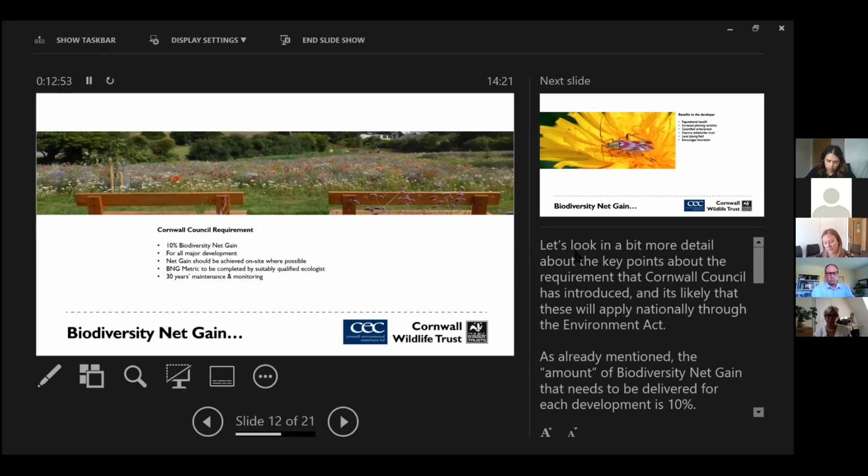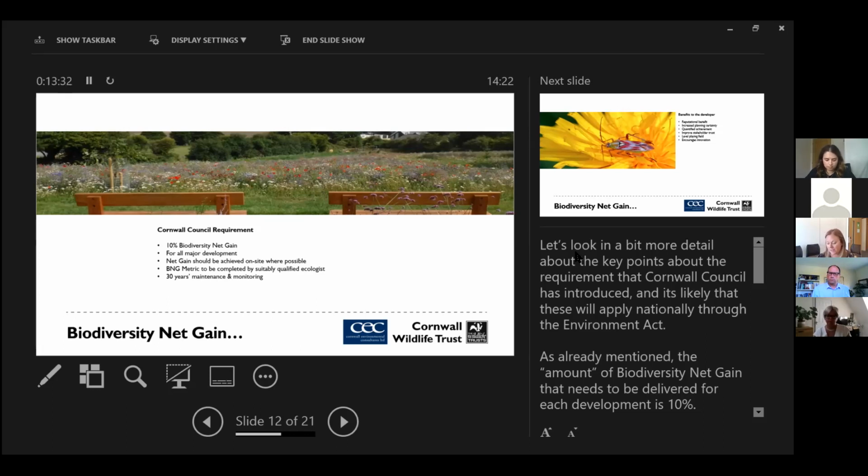The biodiversity net gain metric, I'm going to call biodiversity net gain BNG from now on, because it's a bit of a mouthful to keep saying. So the BNG metric has to be completed by a suitably qualified ecologist, so someone probably who's accredited by CIEEM, the Chartered Institute of Ecology and Environmental Management. So you need a professional ecologist to do this metric for you. And ideally, you would involve them from the outset. As soon as you've identified the site, you would engage with an ecologist. They can help advise you on how to achieve BNG from the outset.